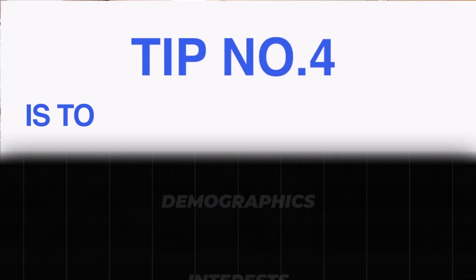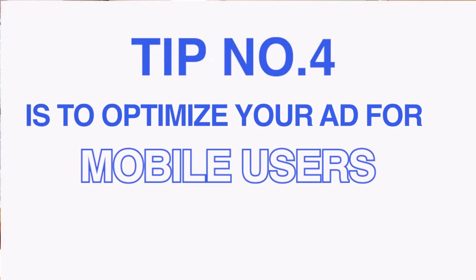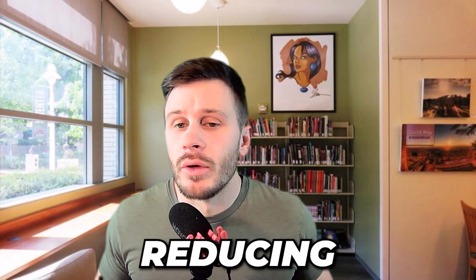Tip number 4 is to optimize your ad for mobile users. An estimated 98% of people on Facebook are scrolling on their phones, so your ad should be optimized for mobile usage. Here's a couple of tips to optimize your ad. The layout of your ad should be either vertical or at the very least square. A vertical ad is in the 9:16 format, or a square is a 1:1 format. This format will maximize screen space on your mobile device, and this will ensure that your ad takes up more real estate on the screen, reducing distractions.